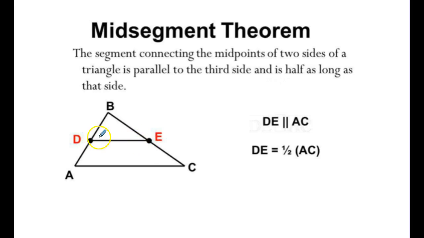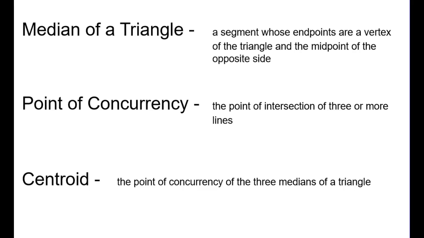So what this theorem says is that DE is parallel to AC, and DE is half as long as side AC. Alright? You would also be able to construct mid-segments for the other two sides, and they would be parallel to the third side and half as long as the third side as well. That's the mid-segment theorem.